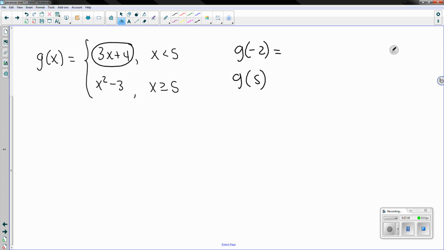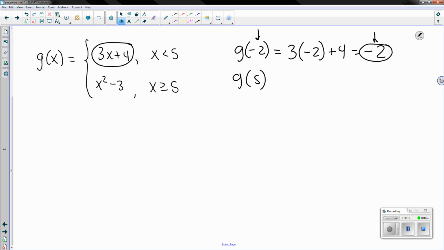There is a variable here, so you're not going to write 3x plus 4. I want the actual output value. So what you have to do is substitute -2 in for x to that single rule. So we're going to take 3 times -2 plus 4. When we simplify following order of operations, we're going to get -6 plus 4, which is -2. So when I plug in -2, the output is -2. So there's your answer.